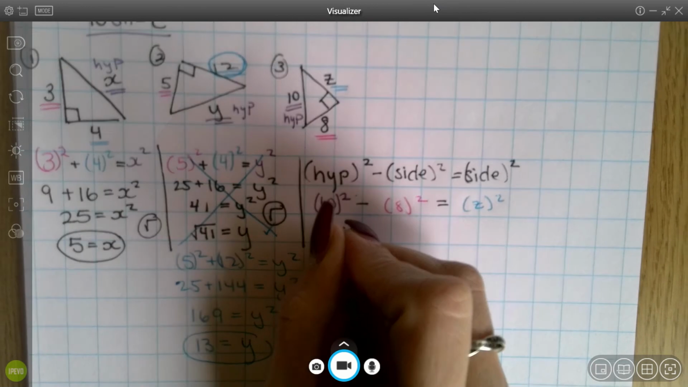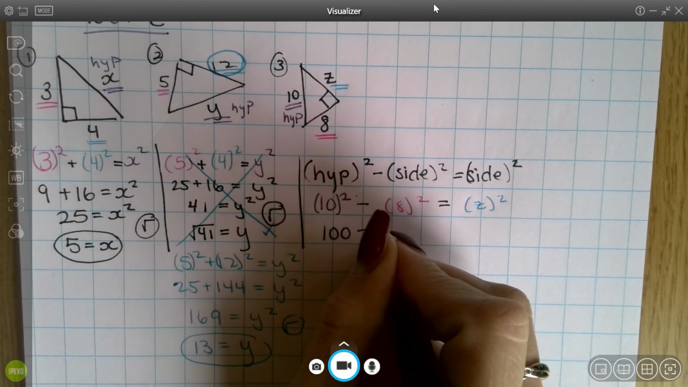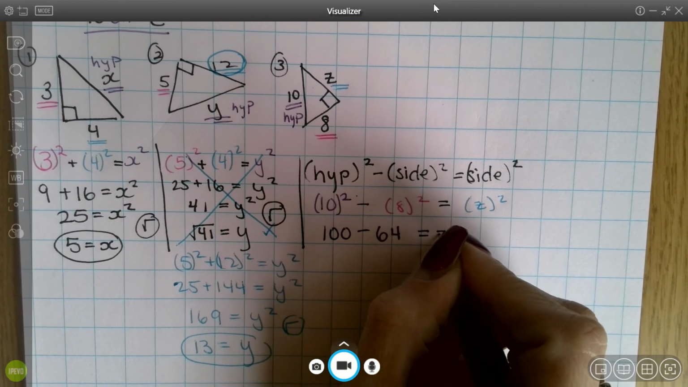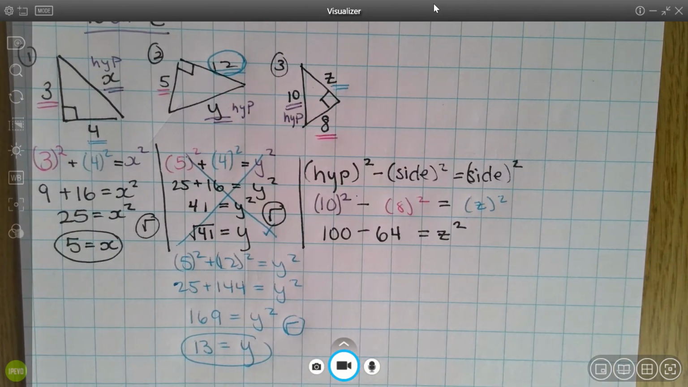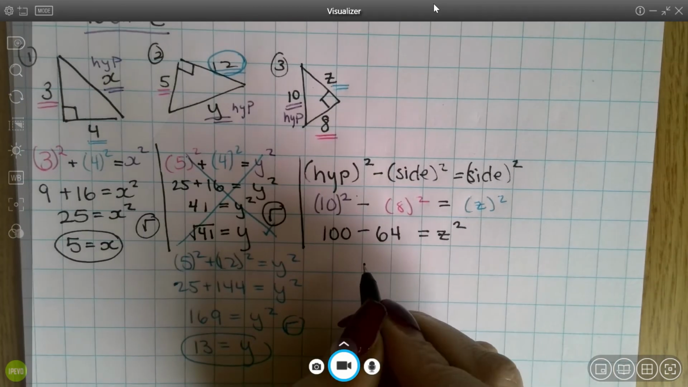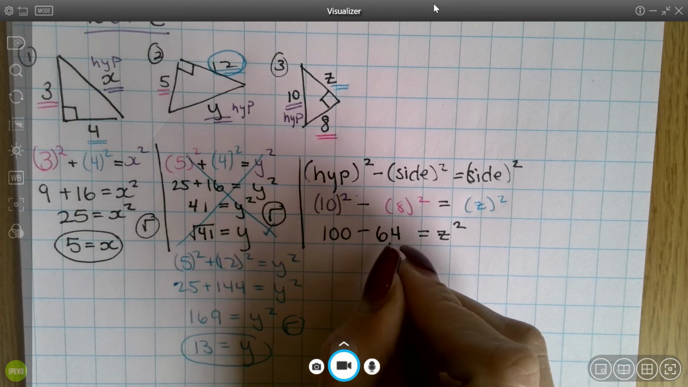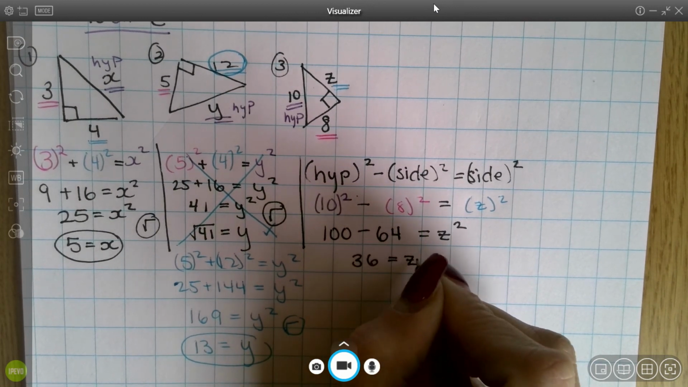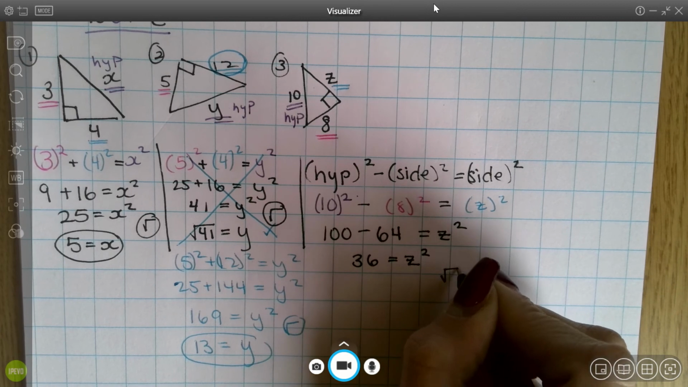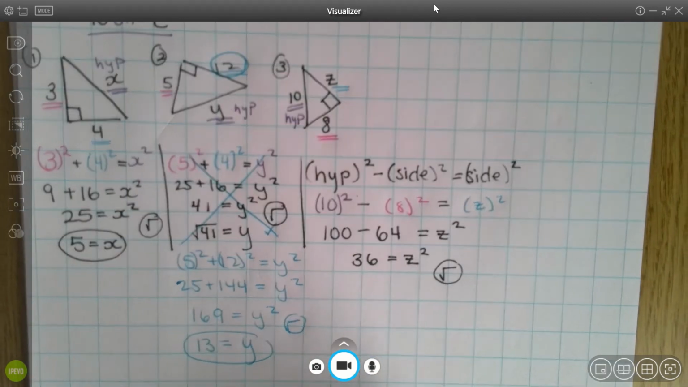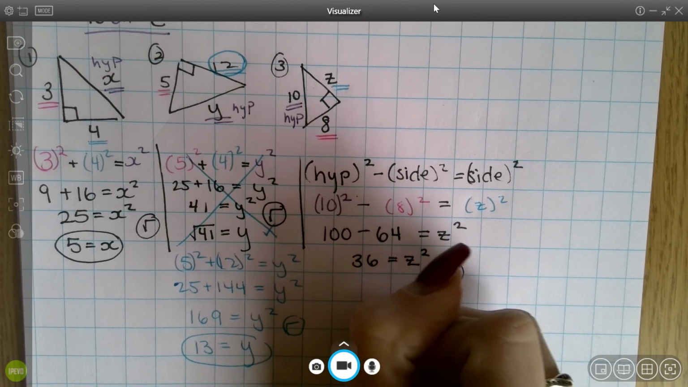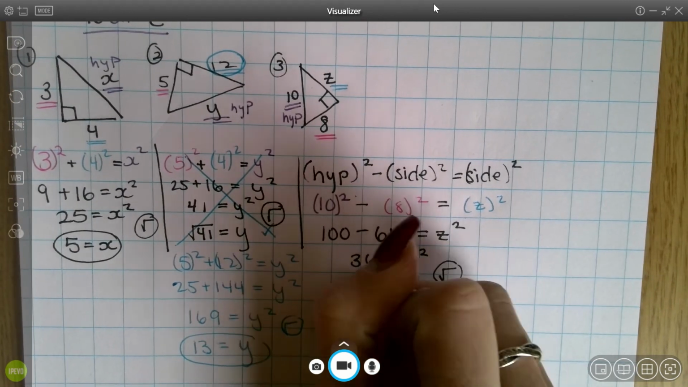10 squared is 100, minus 8 squared, 8 is 64 when you square it, equals my unknown side, which is z squared. 100 minus 64 is 36, and we use our square root to undo, or do the inverse of, our squaring, which gives us that z is 6.